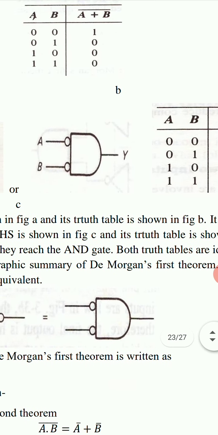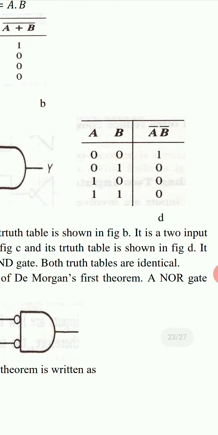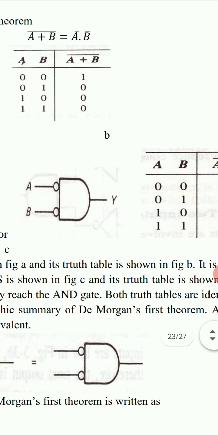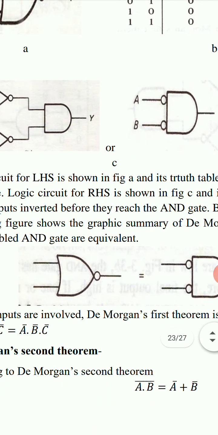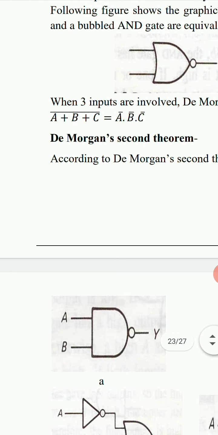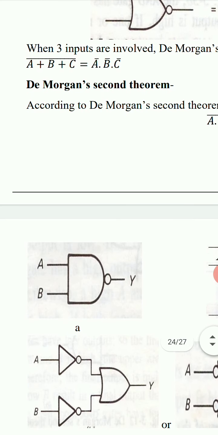We see that both truth tables are the same. So the truth table for the first logic circuit, which produces (A plus B) bar, is the same as the truth table of this second logic circuit, which produces A bar dot B bar. So it proves De Morgan's first theorem. Similarly, if we have three inputs, then from De Morgan's first theorem, (A plus B plus C) bar will be equal to A bar dot B bar dot C bar.